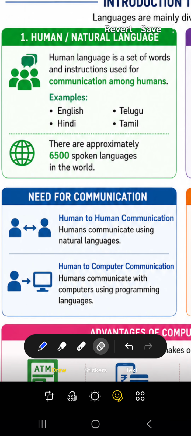That is, if you want to connect in person to another, then if you want to communicate, we require communication. And if you want to deliver your instructions to the computer, then also there is a need for communication. That means humans communicate with computers using programming languages.